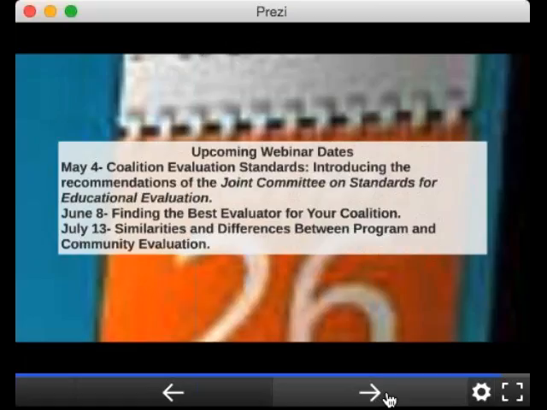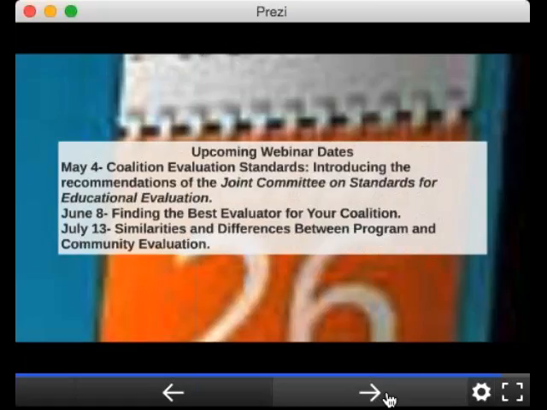So we're going to talk from a skills-based perspective. What are some of the skills that you need to engage the standards? But then what's the learning curve for different kinds of evaluation? Are there some skill sets that are more practical or useful at the program level versus doing community evaluation? Right, and so what are some of the differences? For example, concepts like reliability and validity, very basic concepts in evaluation, very basic concepts in research, but can have different meaning whether you're doing a program evaluation or a community evaluation. So we're going to talk about that on July 13th.